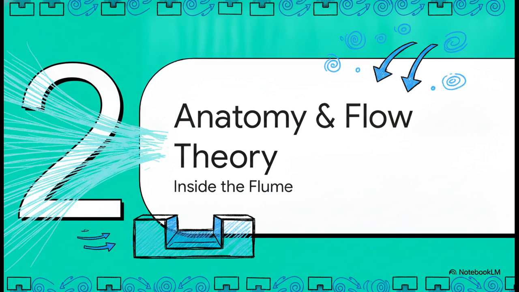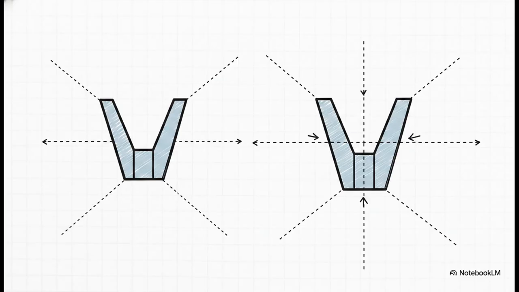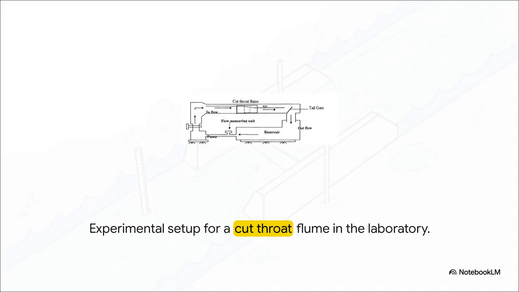Moving right along to part 2, anatomy and flow theory. Inside the flume. Let's transition from the history into the actual physical design. Get this, here is an incredible engineering shortcut. The angle of divergence, which is where the flume widens out, and the angle of convergence, where it narrows in, remain exactly the same for all sizes. Since the angles never change, engineers can easily scale the capacity of the flume simply by moving those flat vertical walls in or out. Whether you're using a tiny 45-centimeter flume or a massive 3-meter structure, the fundamental geometry is perfectly identical.